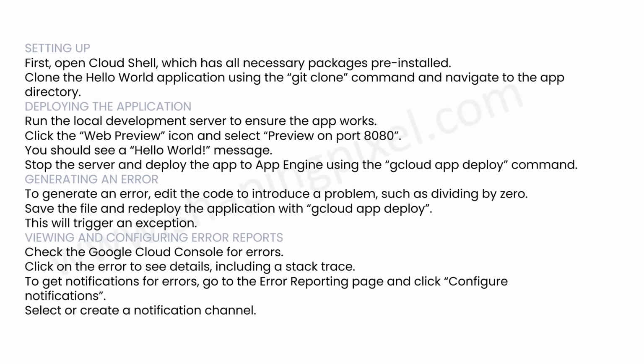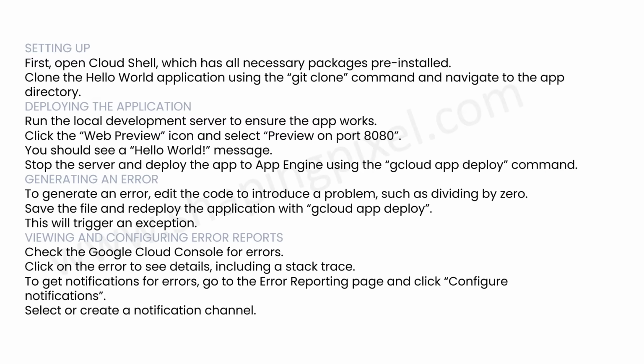Run the local development server to ensure the app works. Click the web preview icon and select preview on port 8080. You should see a hello world message. Stop the server and deploy the app to App Engine using the gcloud app deploy command.